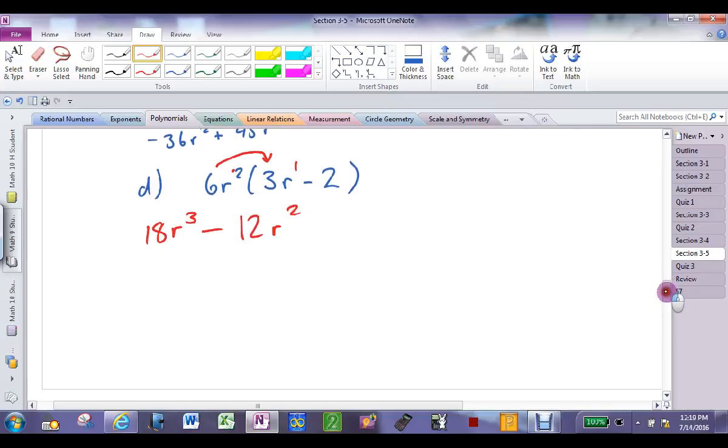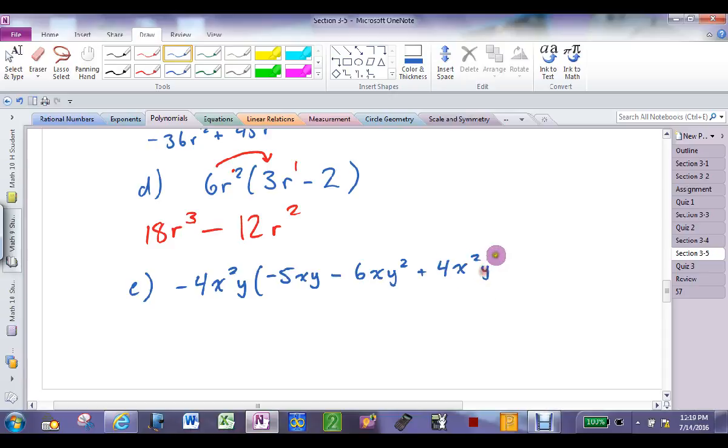Okay, I think you're liars. We'll try a fifth one. Negative 4x squared y times negative 5xy minus 6xy squared plus 4x squared y squared.